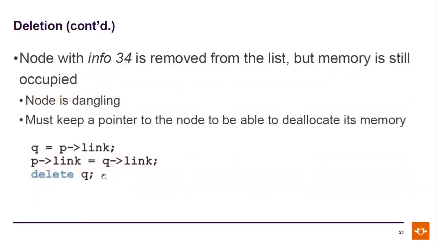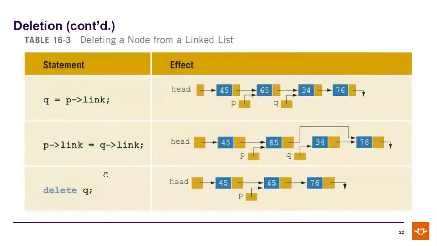So then we can just delete q. That is how we properly delete. This is a diagram showing that. The statement q is p-link makes q point to p's neighbor. And then when we say p-link is q-link, we are saying that we want this to point to whatever this node's neighbor is. So then it points to that, and then we delete q. So then we deallocate 34, and then we don't have a dangling pointer.